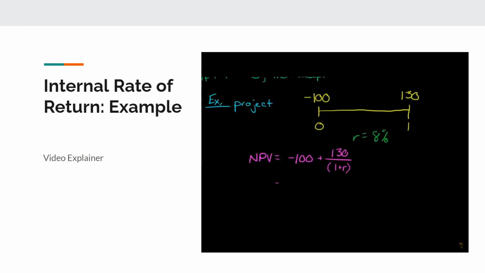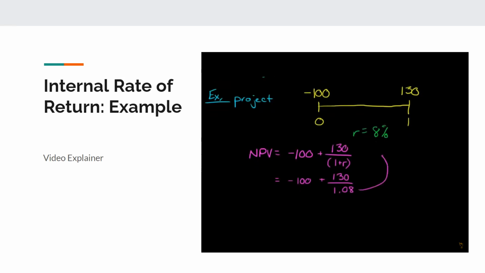So ultimately, for that NPV, this is going to be 130 over 1.08. With this 0.08, that's just that 8% discount rate. We're converting it to a decimal and adding 1 to it. And ultimately, this is going to give us a net present value for this project of $20.37. So now if we think about our decision rule, well, is this greater than 0? Well, yes, it is. So then according to the NPV, you would accept this project and go ahead with it.